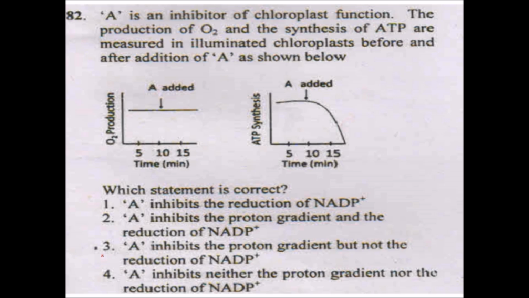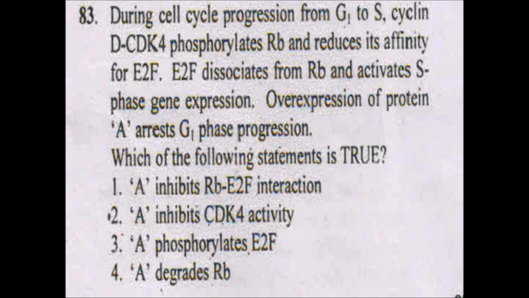Okay, so the answer will be A. A inhibits proton gradient but not the reduction of NADP positive. Next question.